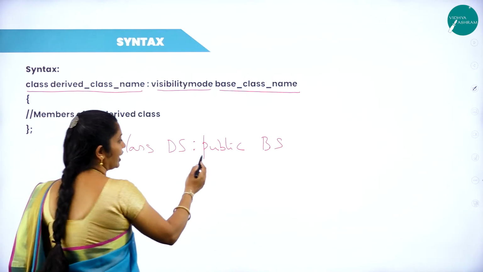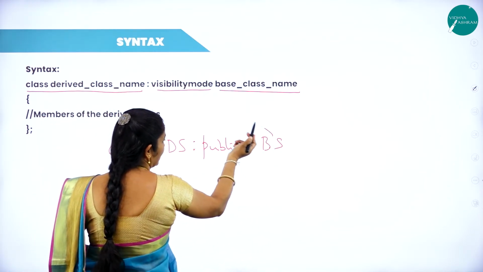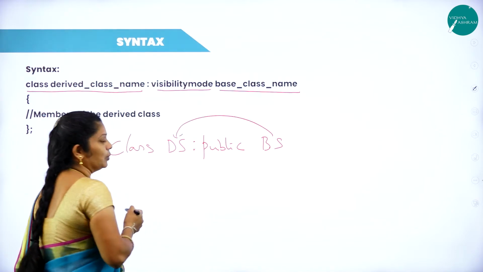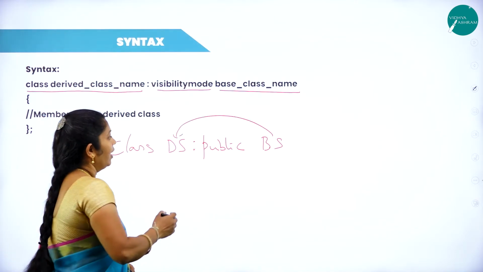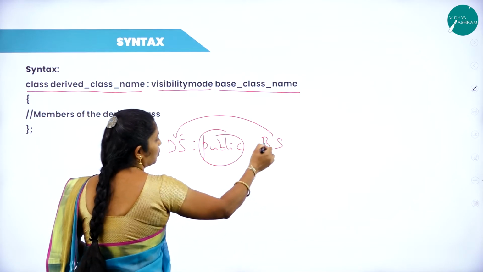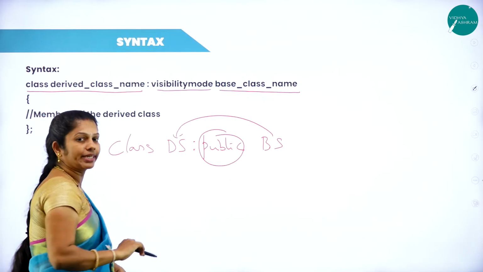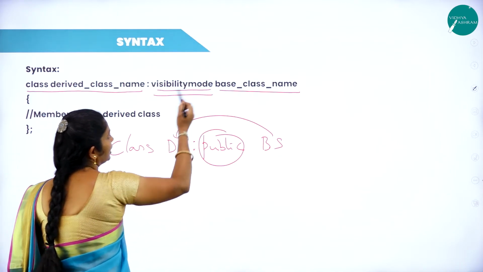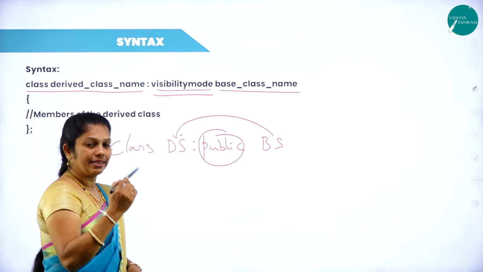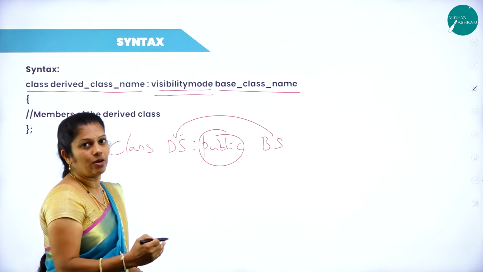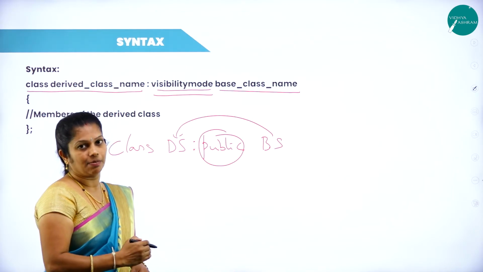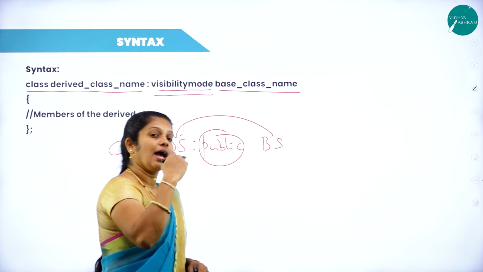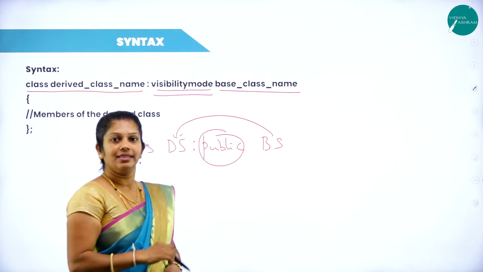If I write public, the properties of the base class can be transferred to the derived class here. If I write private, then the properties of the base class are not going to be transferred to the derived class. That means by which type of visibility mode we use here, we can identify which values are passing and how they are passing, and which access specifier it will convert to.